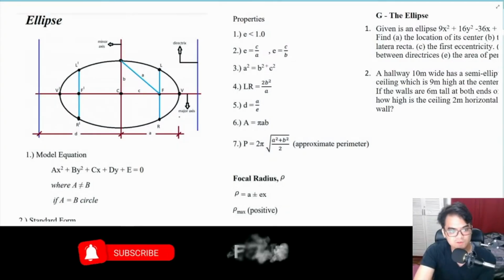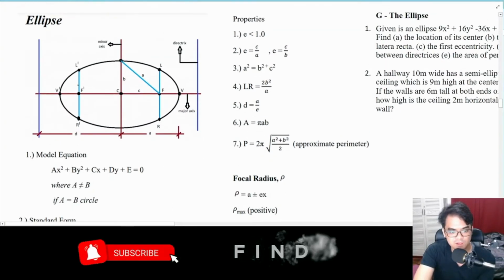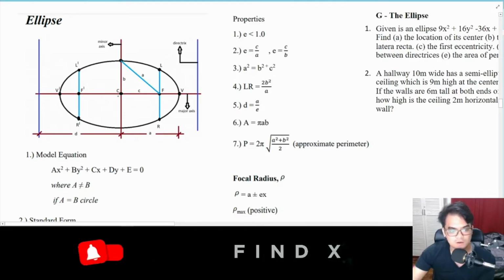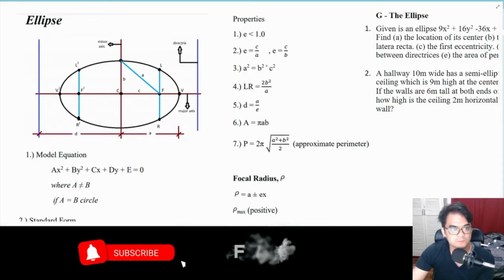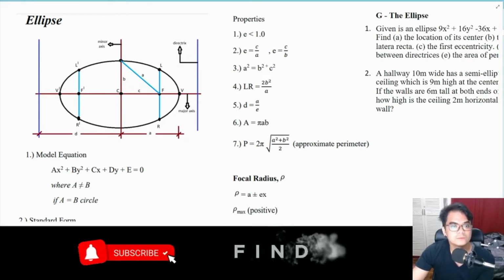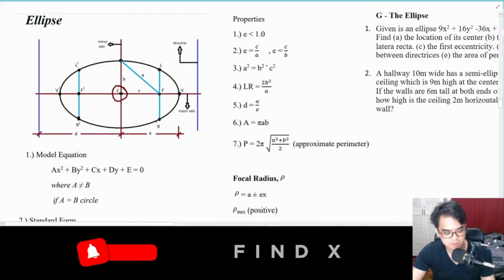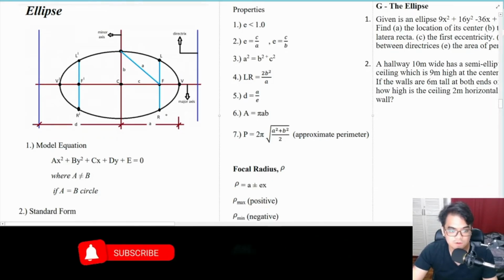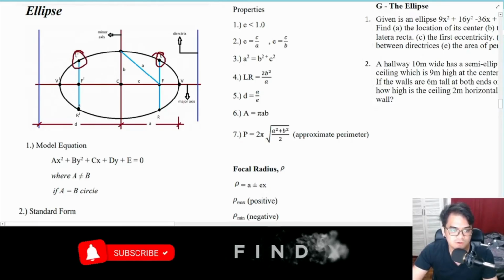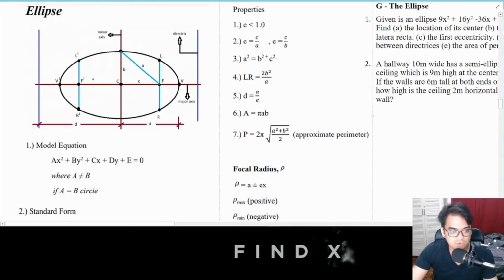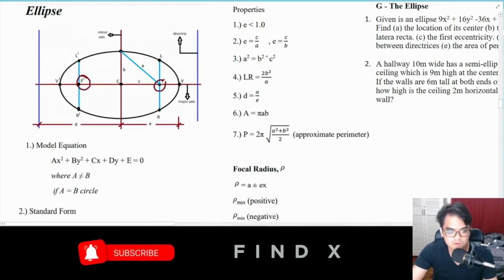Okay, so next topic is ellipse. So an ellipse looks like an oblong, right? So we have here, of course, the center of an ellipse. So the center of the ellipse, this one, okay? And we also have four latus rectum, okay? So this one, and this one. And we have two foci, okay? This one, and we have two vertices.